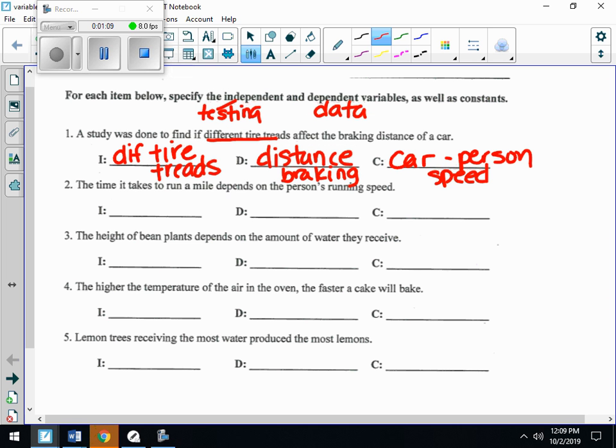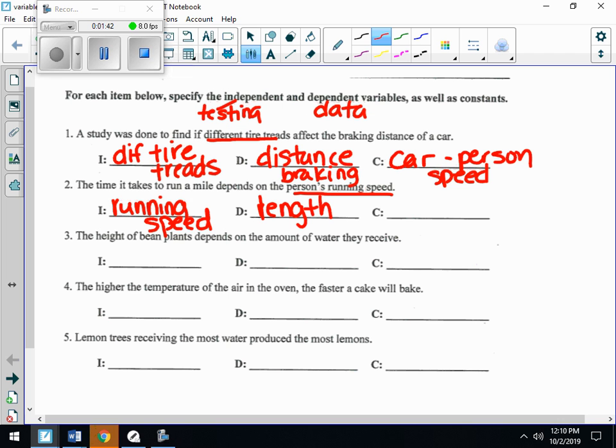The time it takes to run a mile depends on the person's running speed. So let's see. What are we testing? We want to see if the running speed is going to change the time it takes to run a mile. So we're going to change everybody's running speeds. This one's a tough one, huh? We're testing this. We're changing this. And then how long does it take to run a mile? That is the answer for the dependent variable. That's the data we're going to collect.